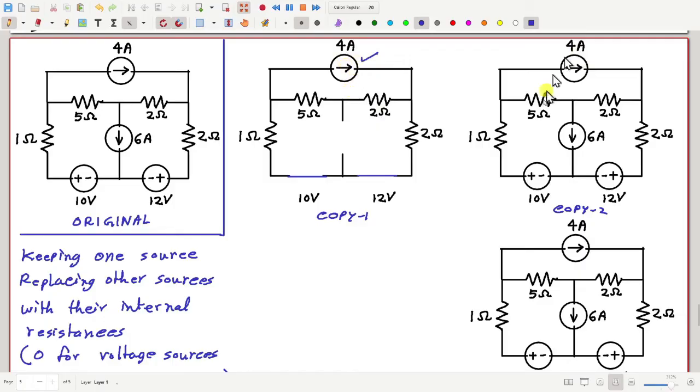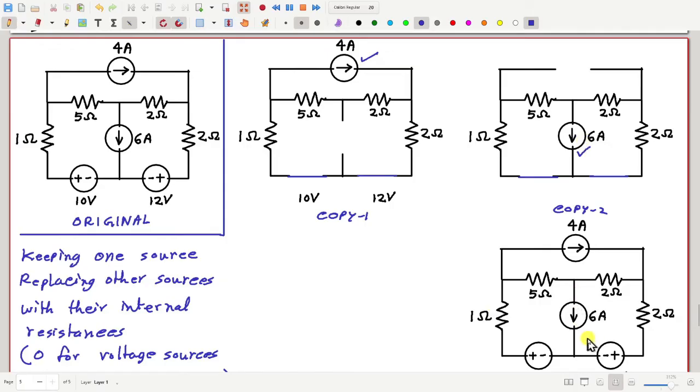Similarly, in the second copy of this circuit, let me keep only this 6 ampere source, and replace all other sources with their internal resistance. So this 4 ampere source is replaced by infinite internal resistance, and the 10 volt and 12 volt voltage sources are replaced by 0 resistances. So only one source is present.